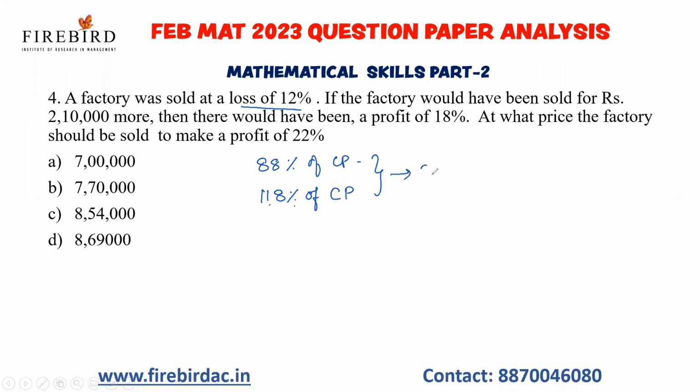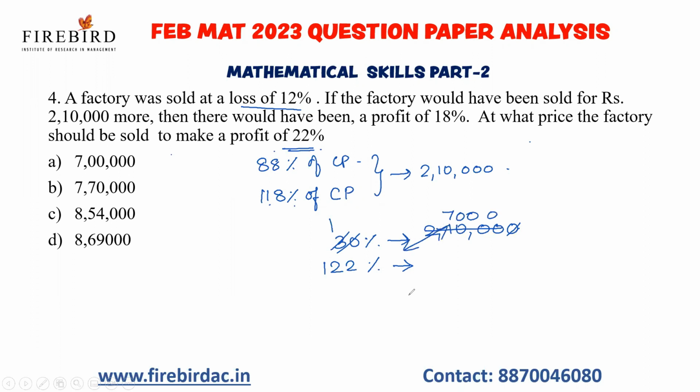The difference in cost is what? 2,10,000. That means a 30% difference will give you 2,10,000. And my question is, at what price should the factory be sold to make a profit of 22%? If I want a profit of 22%, I need to calculate for 122% of the cost price. Okay, so the zeros will get cancelled. 3 1 times. Here it is 7,000. 7,000 into 122. I'll get the value around 8,54,000 is my answer. Right?